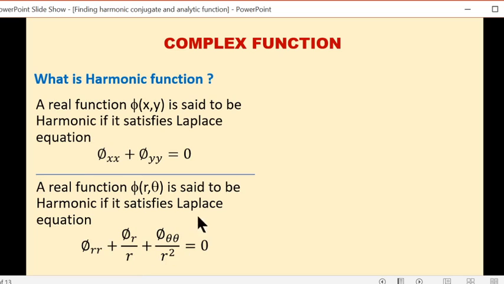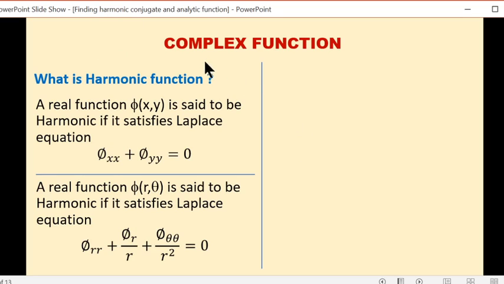equal to 0. Okay, so in Cartesian form it's very simple, second order derivative with respect to x plus second order derivative with respect to y, and we add, the answer has to be 0. In the polar form the Laplace equation is slightly different. Second order partial derivative of phi with respect to r plus first order partial derivative of phi with respect to r upon r plus second order partial derivative of phi with respect to theta upon r square equal to 0. Okay, so if this Laplace equation is satisfied, then the function is said to be harmonic. The function has to be a real function. It has to satisfy only one condition, and that is Laplace equation. And if this happens, then the function is said to be harmonic.